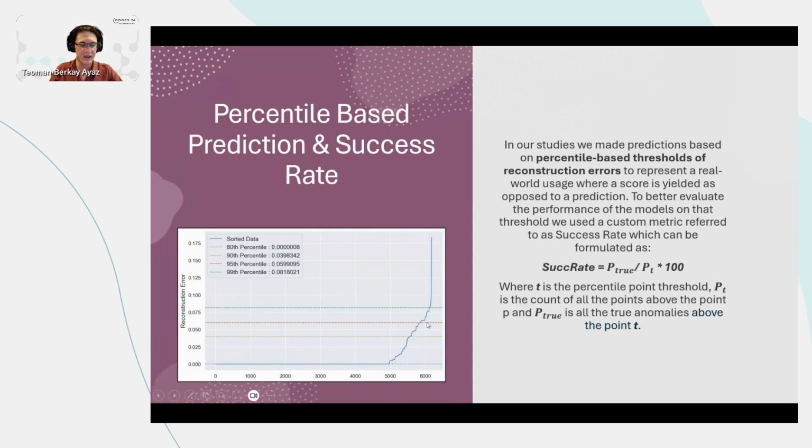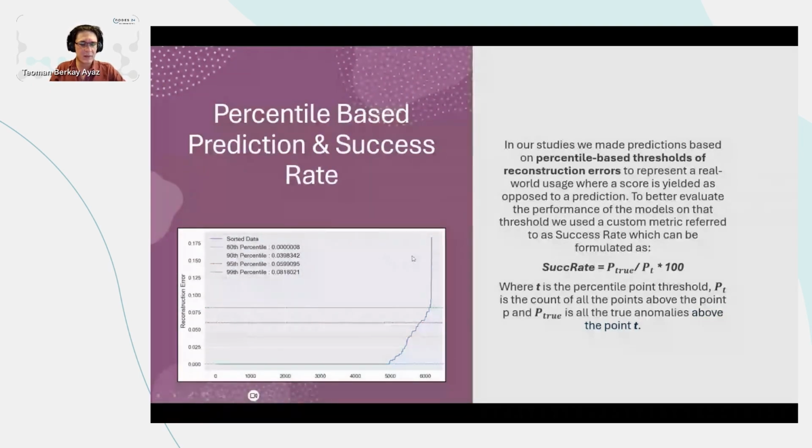Any data point above the 95th percentile is going to represent an instance with an anomaly score of 95 and above. So this approach actually allowed us to better mimic a real-world use case. But one issue was that, say, for an example, let's say that we took the 99th percentile, labeled everything above it as an anomaly, and then I calculated an F1 score based on that.